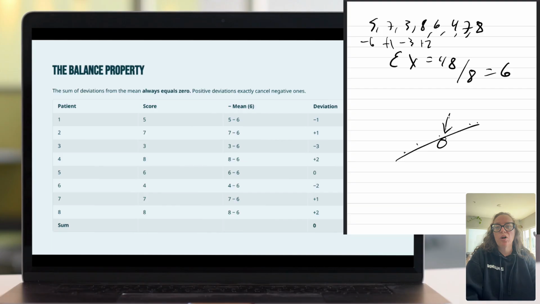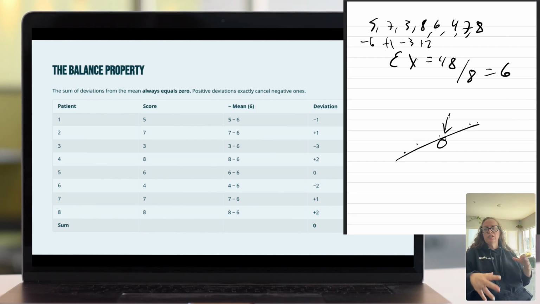So if you sum up all of the deviations, -1 plus -3 plus 2 plus 0 plus -2 plus 1 plus 2, those all equal 0. The deviations cancel perfectly. So this always happens with the mean. It's what makes it the balance point.